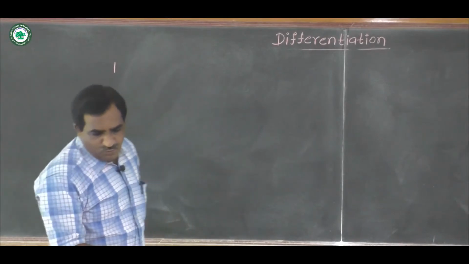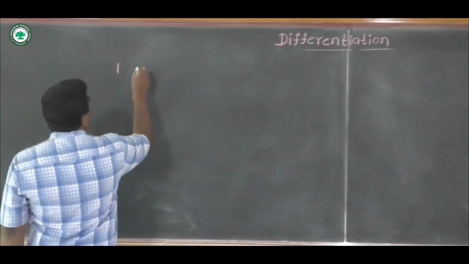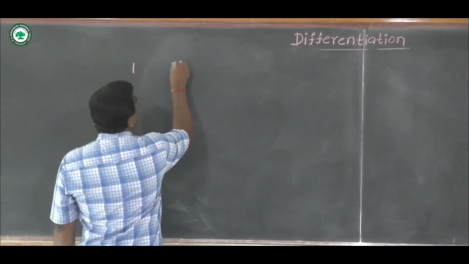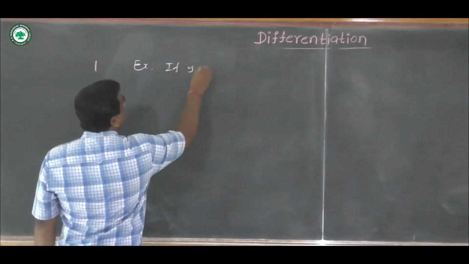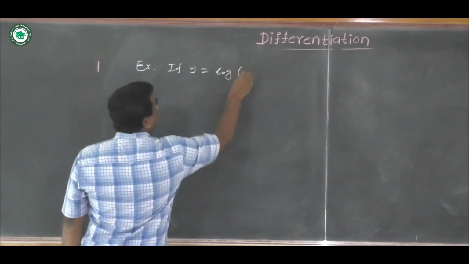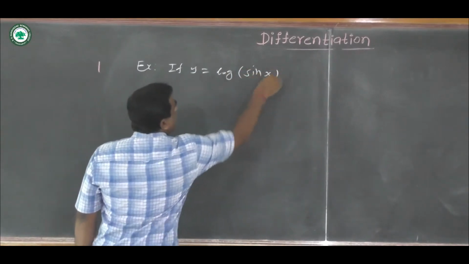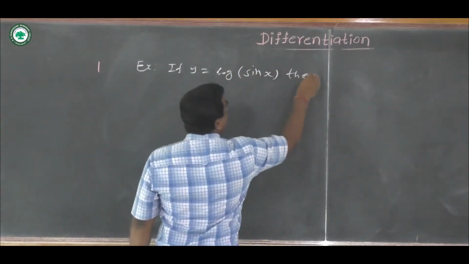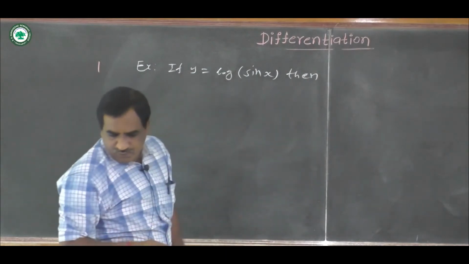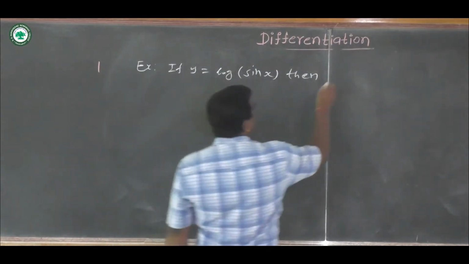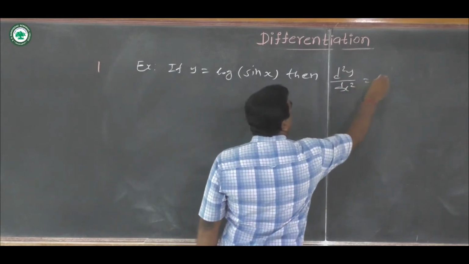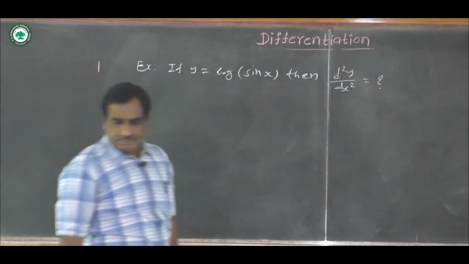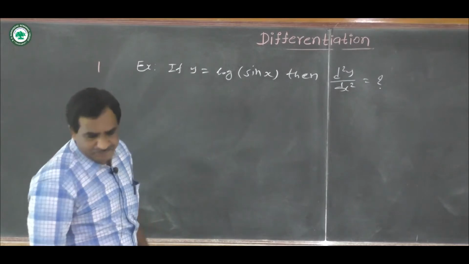If y is equal to log of sin x. Next example, if y is equal to log of sin x, then the value for d square y by dx square is, d square y by dx square equal to question mark. Okay, we have to give options here.